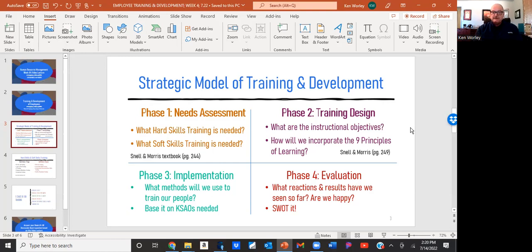So 2 important questions to ask here are, what are the methods that we're now going to use to train our people? We've already decided that, here are the objectives to our learning. This is what we want them to learn. And we've incorporated all 9 of the learning principles. Well, what's the method we're going to use? What style are we going to use? And again, make sure you base this off of the KSAOs that your specific employees need.